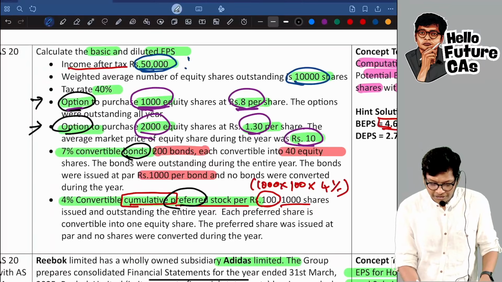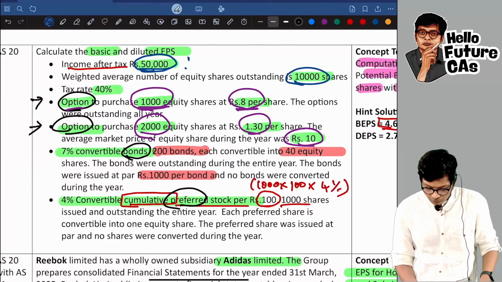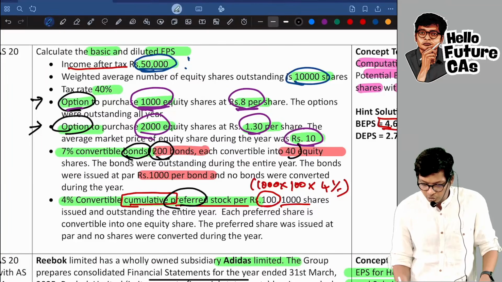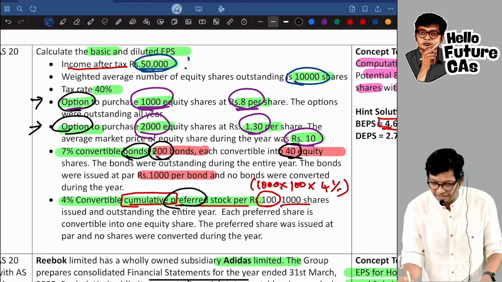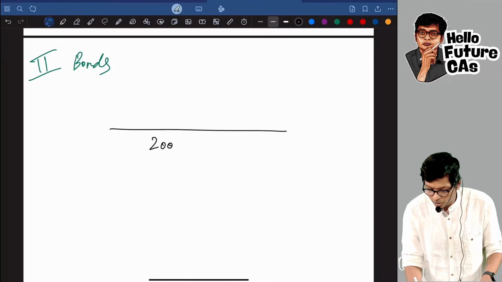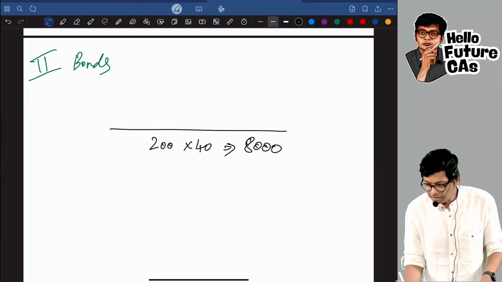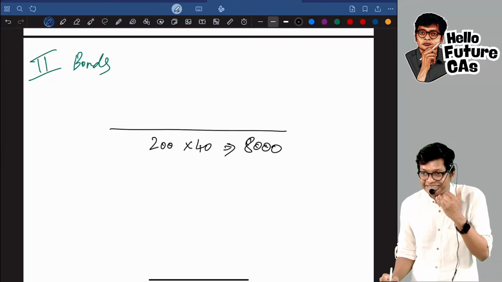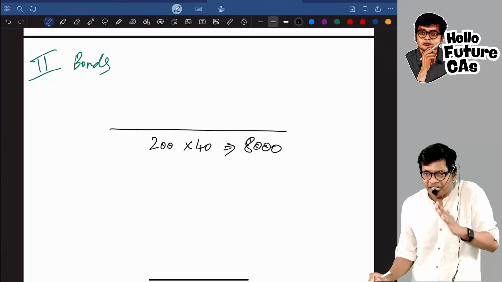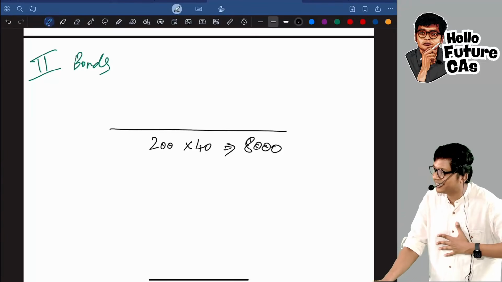How many bonds are being issued? Look at this. 200 bonds into 40 per share. So my denominator will be 200 into 40, which is 8000, the increase in equity shares if conversion takes place. Do you guys get it, guys?